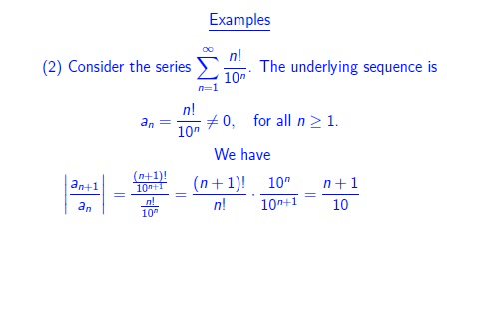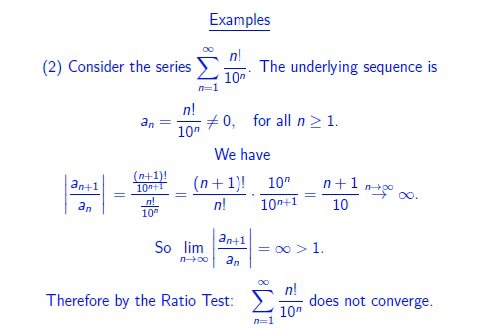Hence we get (n+1) over 10, which, as n tends to infinity, goes to infinity as well. In particular, the limit of the absolute value of a_(n+1) over a_n exists, and thus we can apply the ratio test. Since infinity is greater than 1, we conclude that the given series does not converge. Furthermore, as the underlying sequence is positive, it follows that the series diverges to infinity.